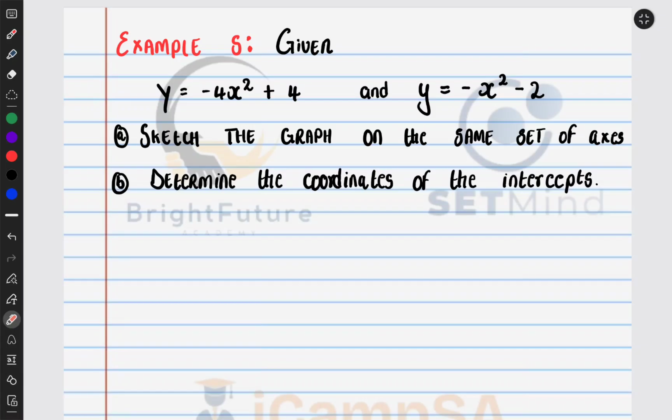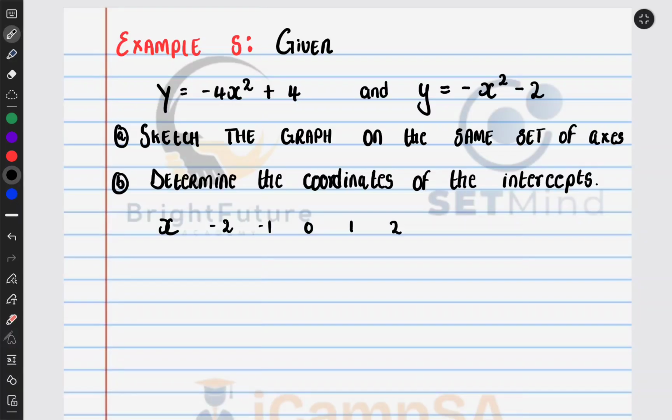Remember that for the y-intercept, x is equal to 0, and for the x-intercept, y is equal to 0. So let's go ahead and sketch these two graphs on the same set of axes. Let's start with the table, I think it will make our lives easier. For x values, let's choose -2, -1, 0, 1, 2.